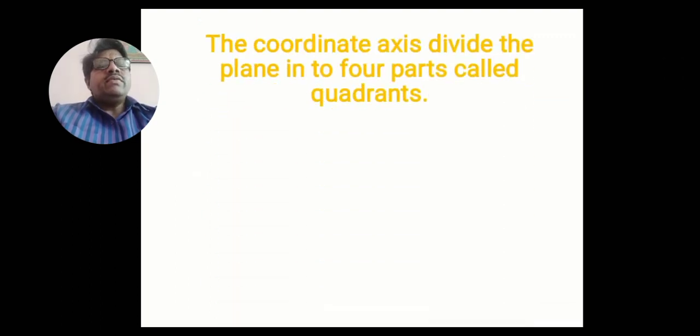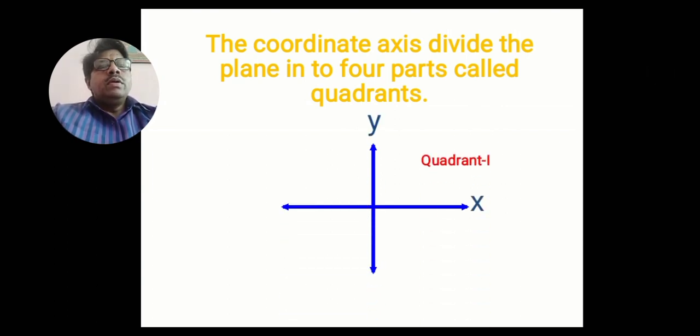The coordinate axes divide the plane into four parts called quadrants: quadrant first, quadrant second, quadrant third, and quadrant fourth.